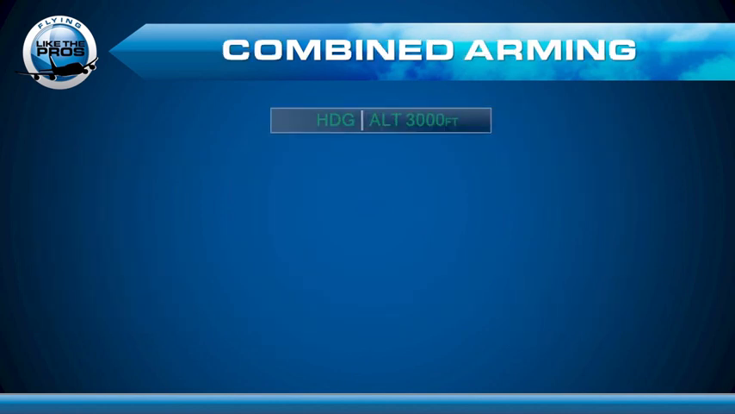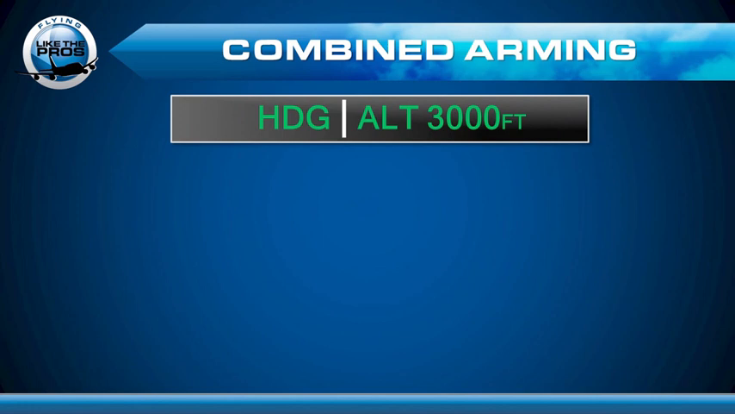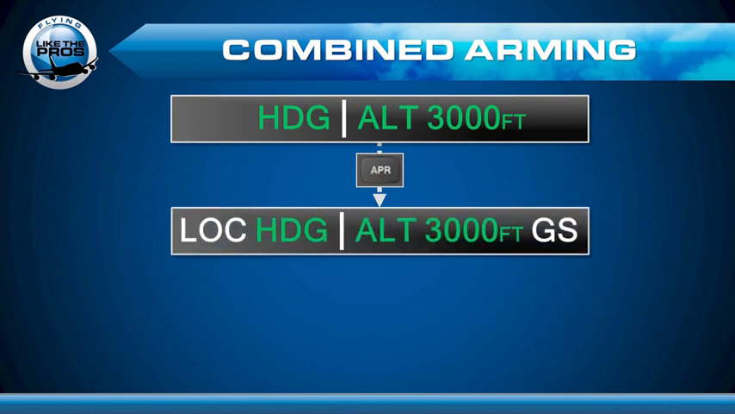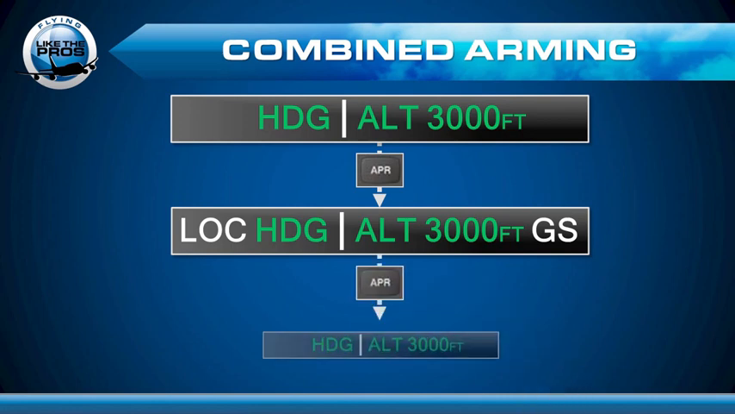Another thing to watch out for is that sometimes you can arm multiple modes with one button. For example, if you're on a vector to final and they clear you for the ILS approach, pressing the approach button will arm both localizer and glide slope modes. The nice thing is that you can disarm both of them simply by pressing the approach button again.